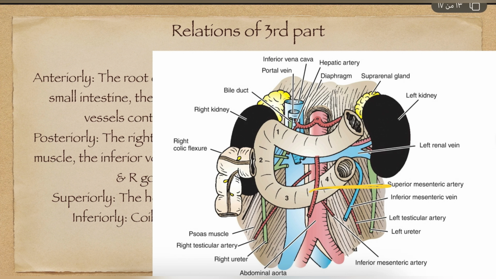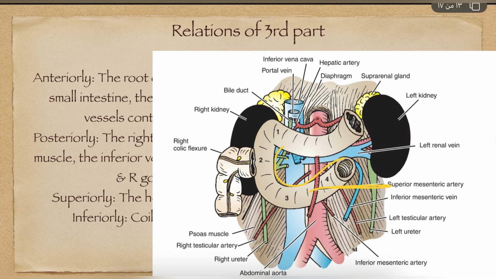Posterior to the third part, we can see the psoas major muscle, the right ureter, and the right gonadal vessel, here the right testicular artery, or ovarian in females. This is about anterior and posterior.